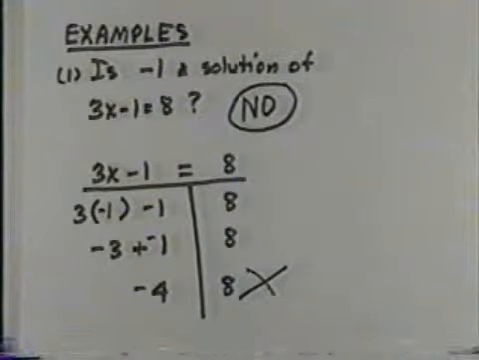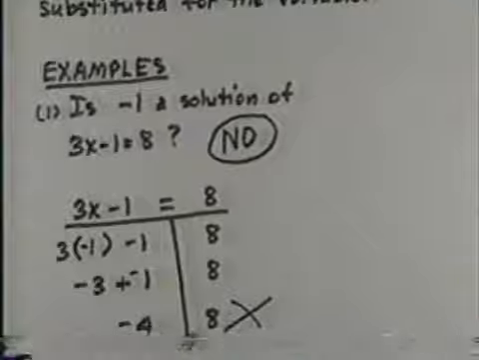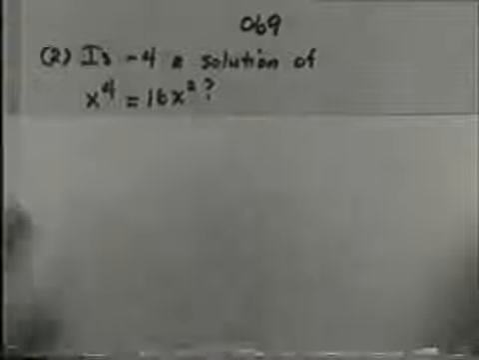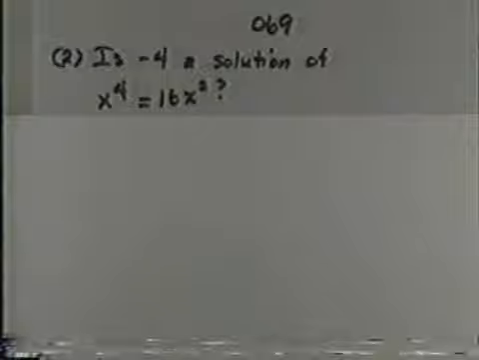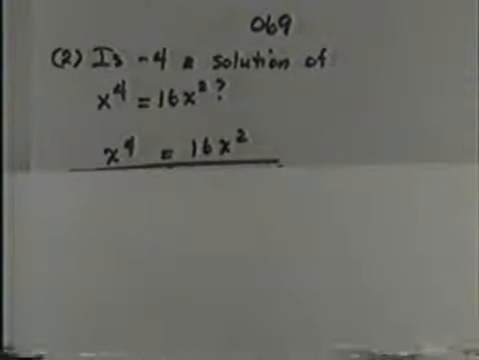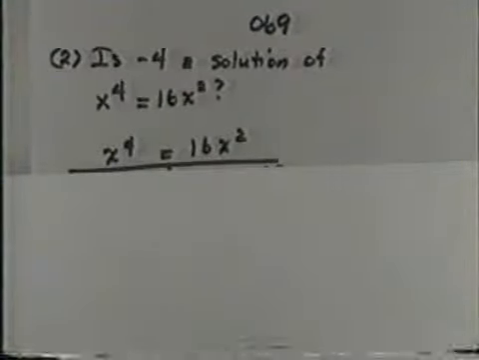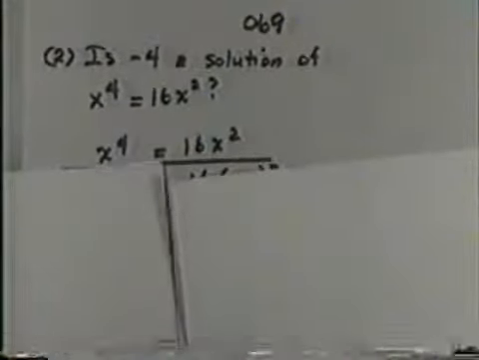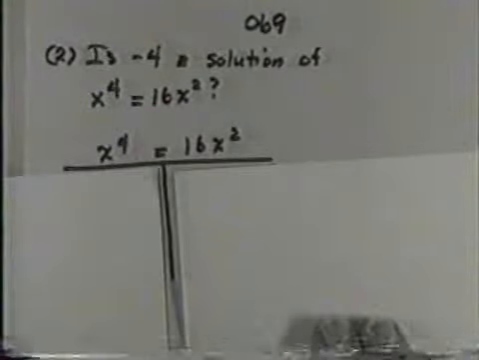Let's look at another example. This one says, is negative 4 a solution of x to the 4th power is equal to 16x squared? Well, once again, I'll copy the equation, draw a line under it, and then make my T-shape by putting the vertical line under the equals mark.